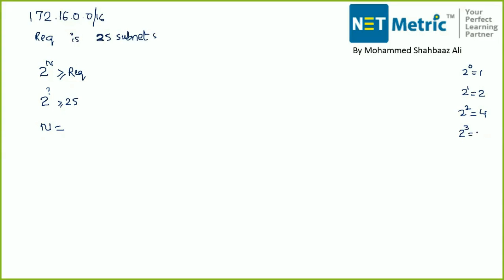2 power 3 is how much? 8. 2 multiplied 3 times is 8. 2 multiplied 4 times will be how much? Just double it. Double of 2 is 4, double of 4 is 8, double of 8 is 16. Double of 16 is how much? 32.